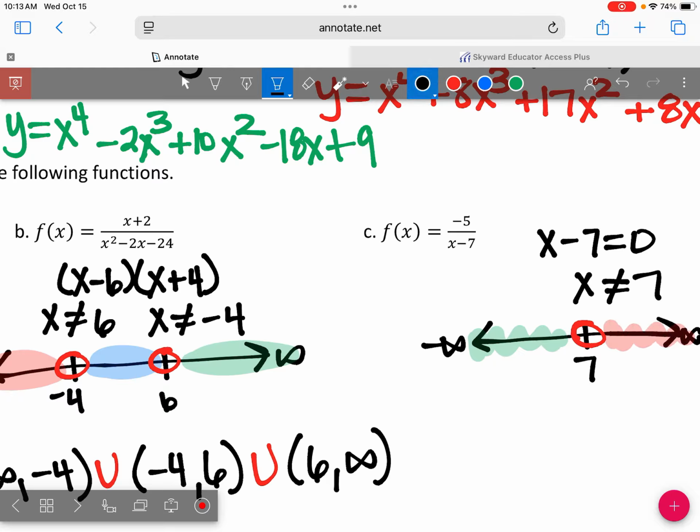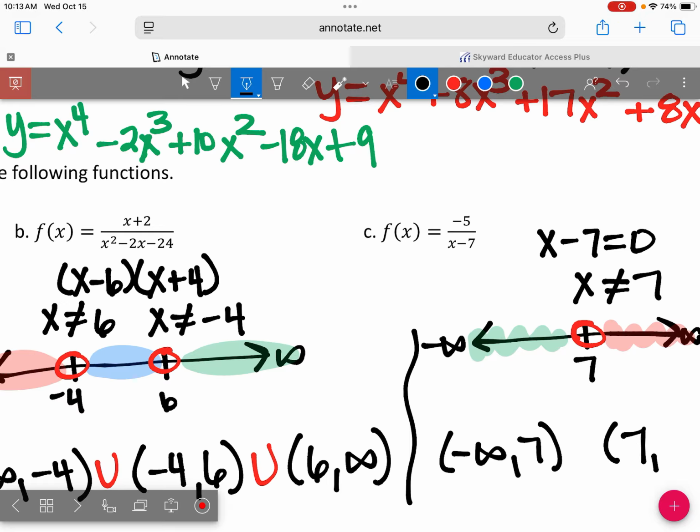So the first piece of my domain is negative infinity to 7, and the second piece is positive 7 to infinity with the union in between.